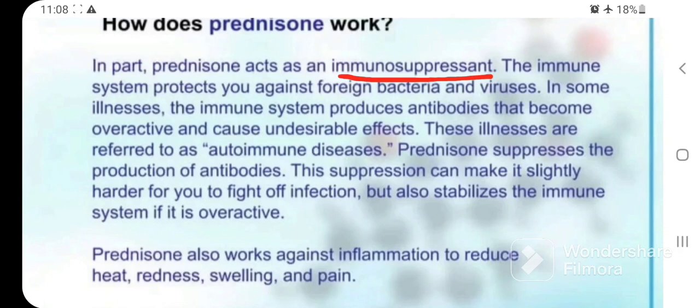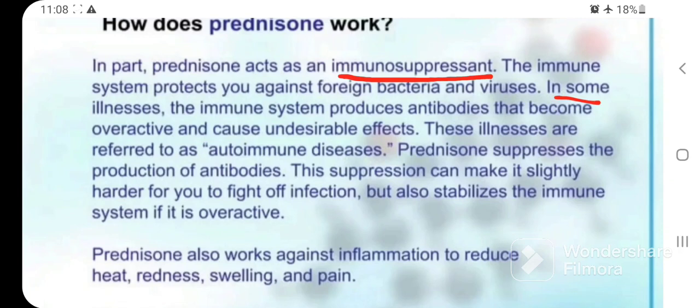The immune system protects you against foreign bacteria and viruses. Everyone knows this one. In some illnesses, the immune system produces antibodies that become overactive and cause undesirable effects. These illnesses are referred to as autoimmune disease. If your immune system gets overactive or over excited, at that time an autoimmune disease takes place.